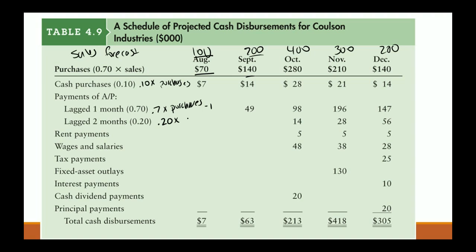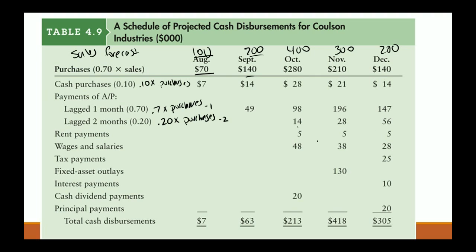20% of our payments towards accounts payable are from purchases made 2 months prior. So again, those are small numbers there. It's denoting time. So we had to go straight to October because we don't have July's numbers. So for October, we take 20% times our purchases in August, and that gives us our payment in October of 14. November, this is 20% of the purchases made in September to give us 28. And so you can do that for each month.